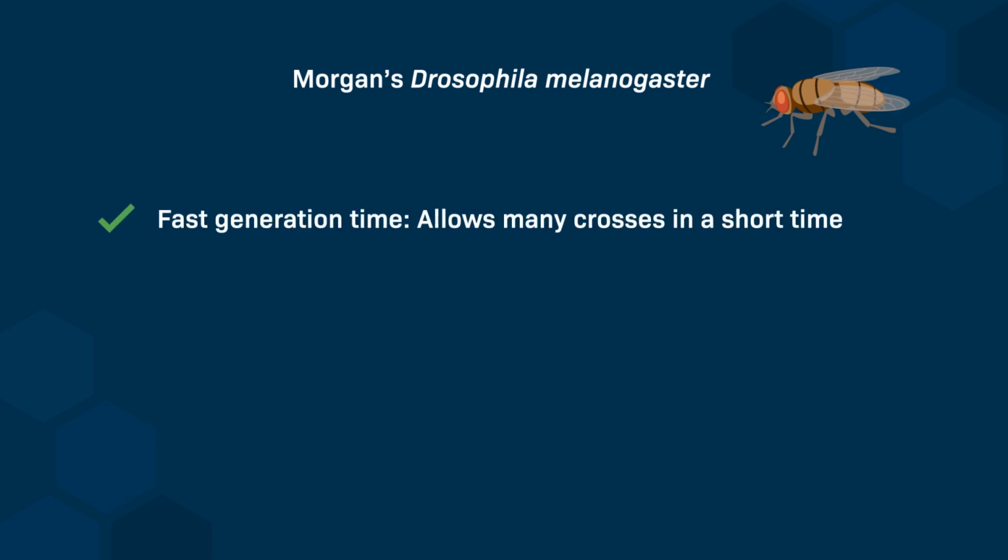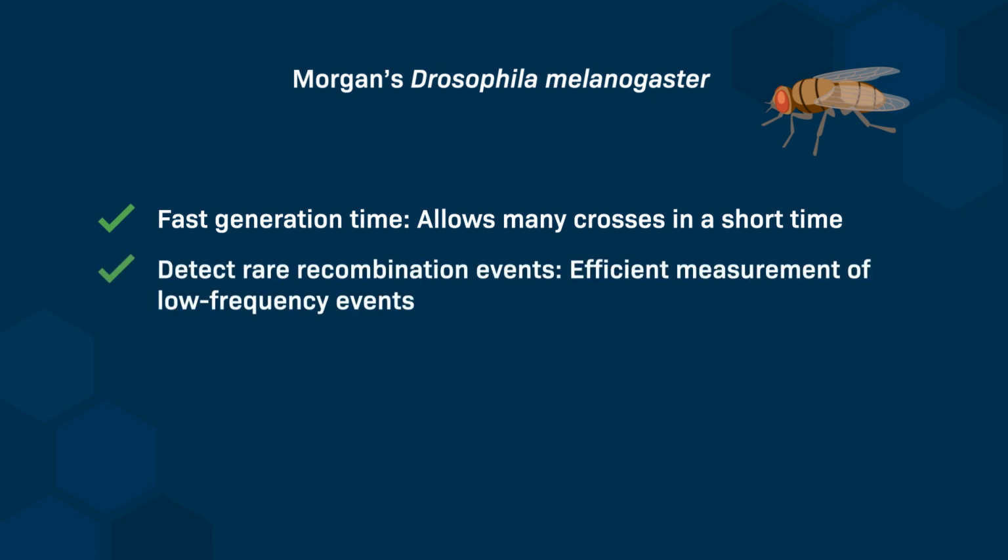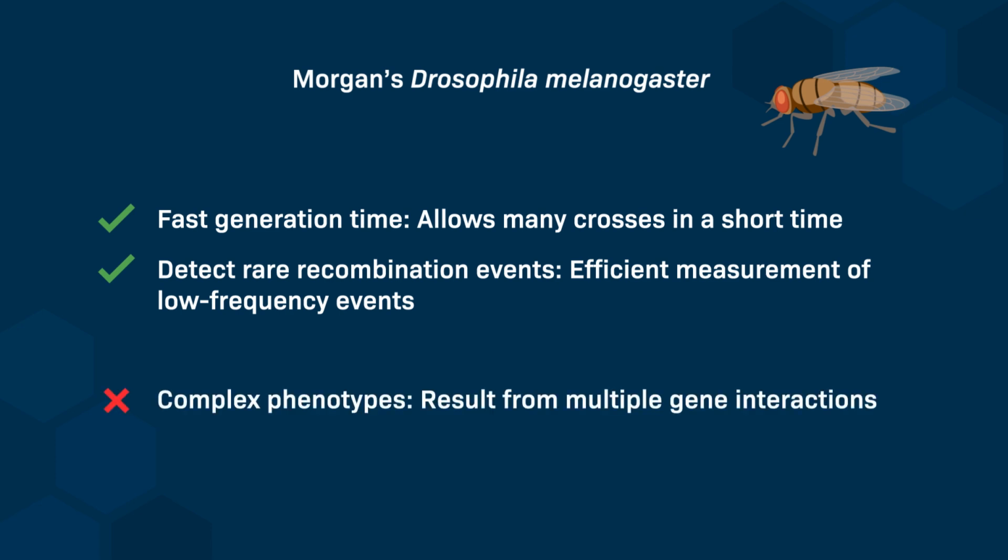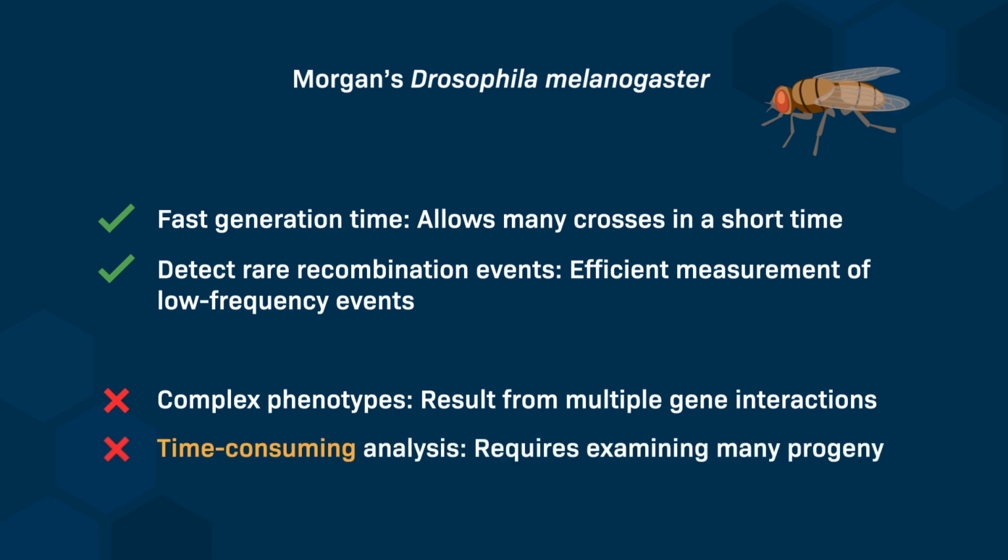Drosophila have a few advantages over pea plants. They have a faster generation time, so we can make many crosses in a short period of time, which means we can measure recombination events that happen at very low frequencies and would normally require the analysis of many progeny. The drawback, however, is that complex organism phenotypes can result from the effect of a variety of genes, and we need to analyze a very large number of progeny, which can be time-consuming.